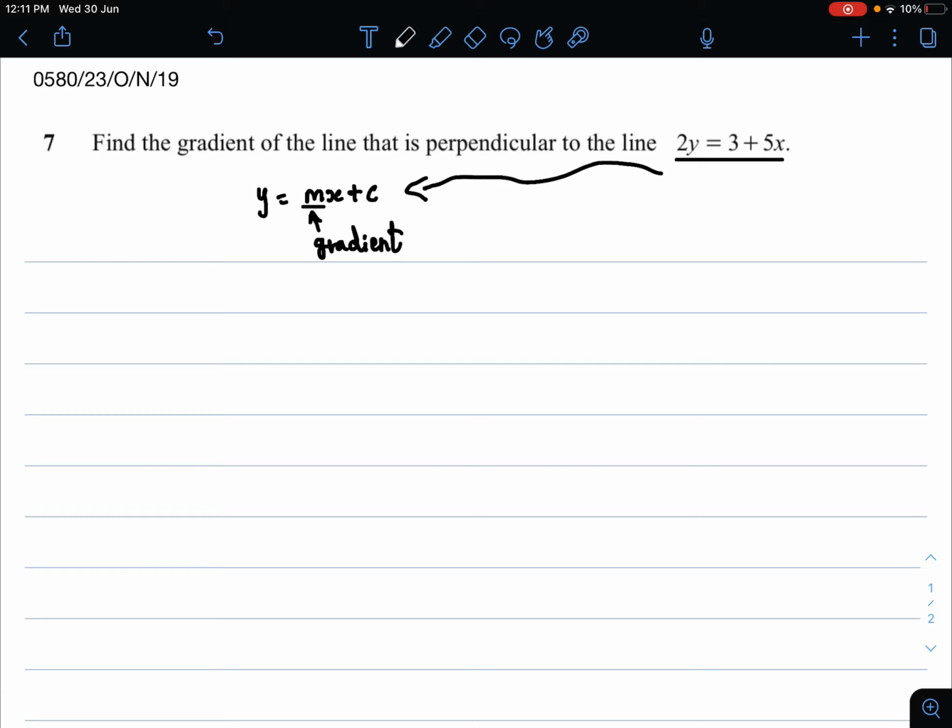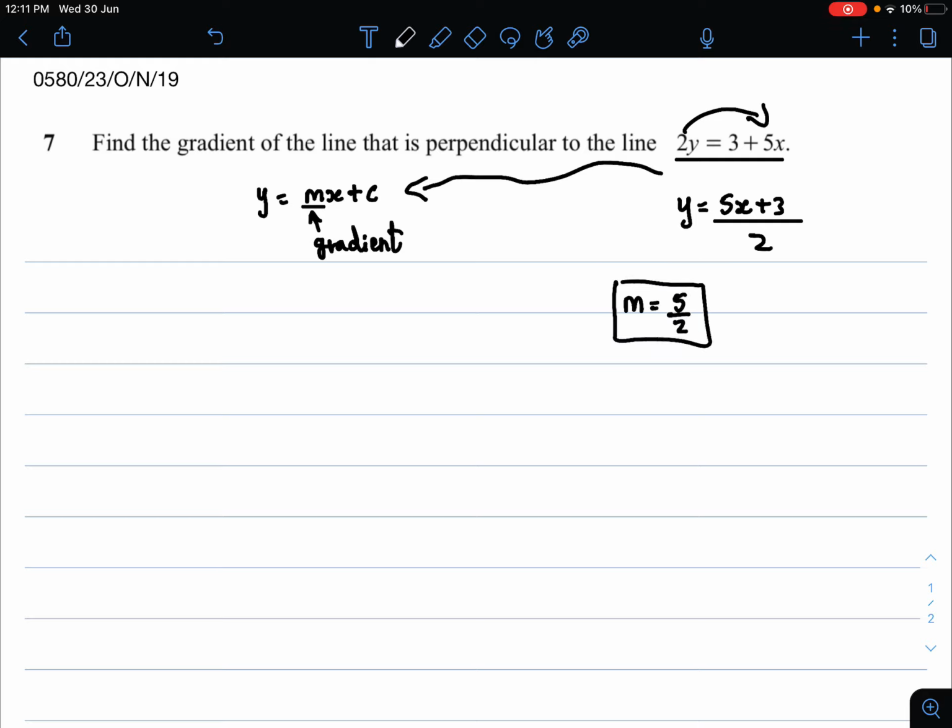So how we do that is we can take the 2 to the other side of the equation. When multiplication is taken to the other side of the equation, it becomes division. So therefore y is equal to 5x plus 3 whole thing divided by 2. So now we know that m is equal to 5 by 2.